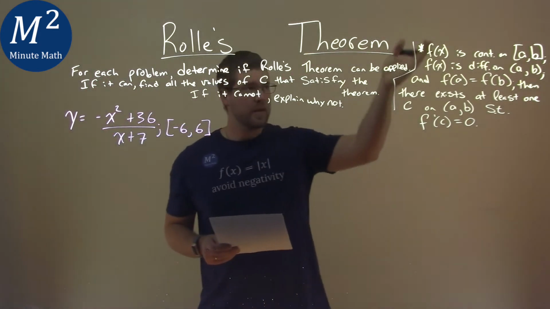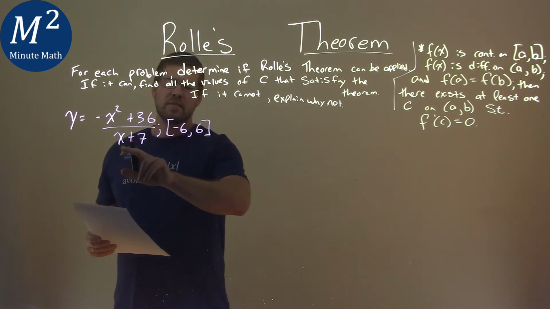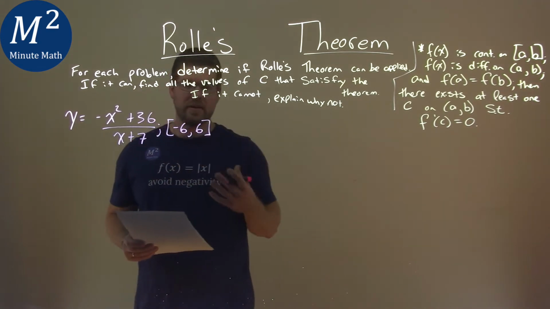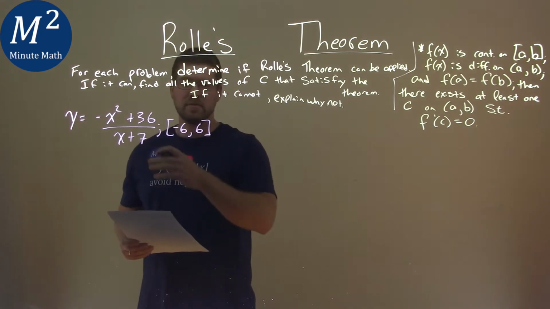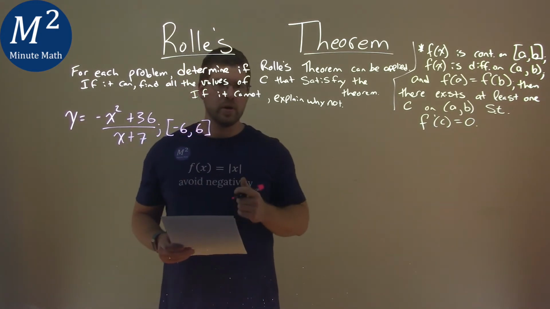So we're going through our conditions of Rolle's theorem. If x is negative 7, we're dividing by 0. We can't do that, but it's outside our interval. Same thing where it's differentiable. Negative 7, sure, outside the interval, we're good.